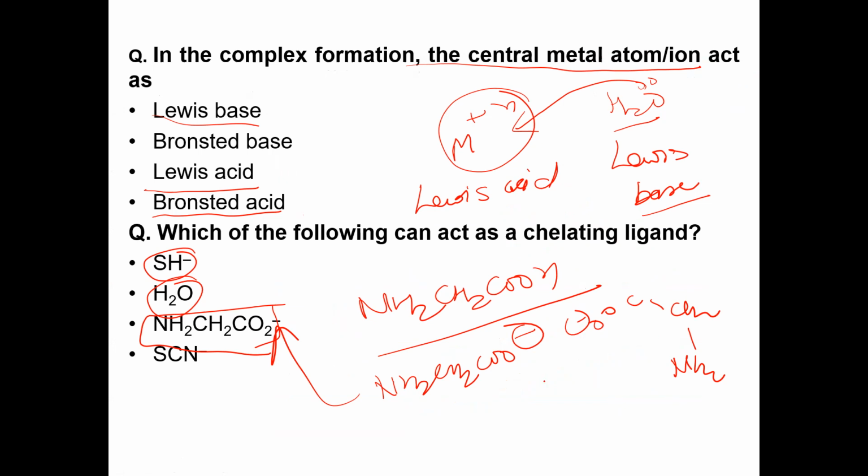Okay, so it can easily form a chelate. Basically, that phenomenon is called chelation. What happens? This is a metal, central metal ion, and basically this nitrogen site and this oxygen site can easily simultaneously make the bonds. Okay, so this will be the right answer for this one.